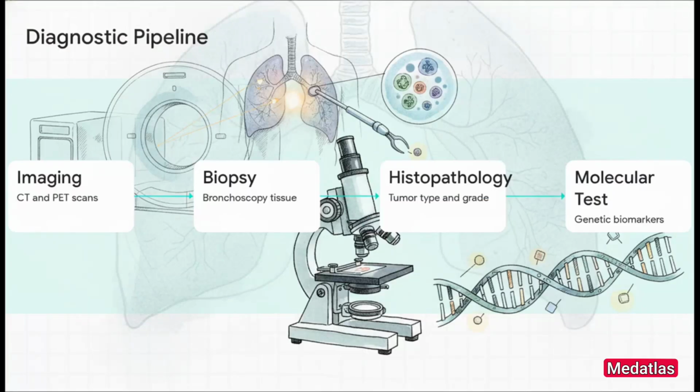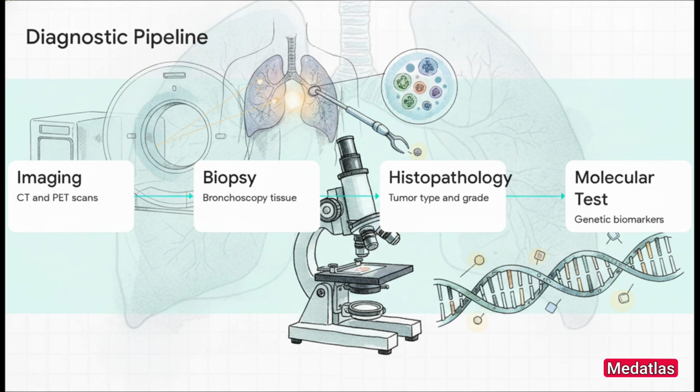So, what happens if they do spot a suspicious nodule? Well, doctors follow a very rigorous step-by-step pipeline. First up is imaging, usually combining CT and sometimes PET scans to pinpoint exactly where the mass is and see if it's active.